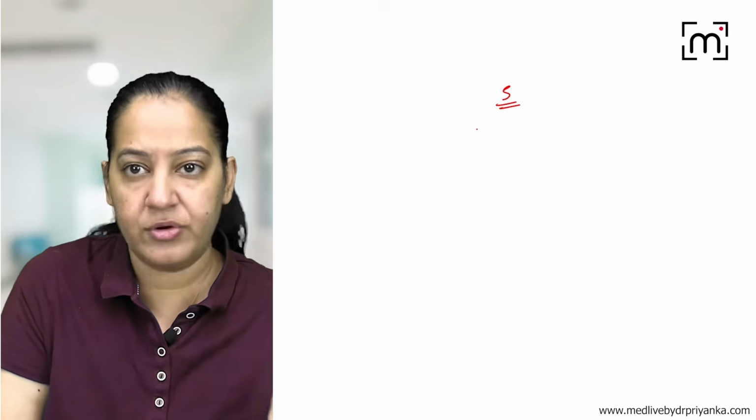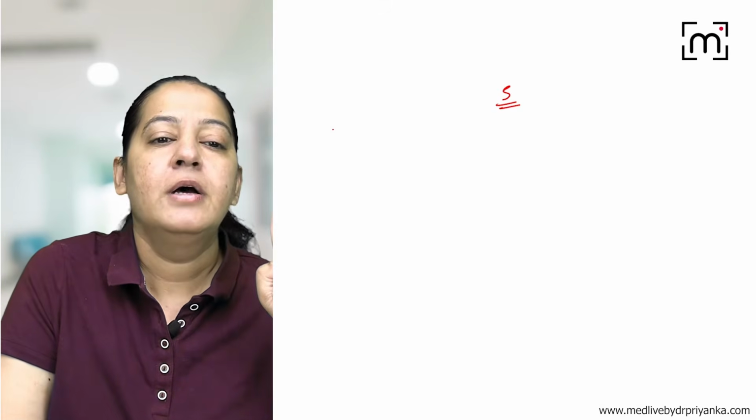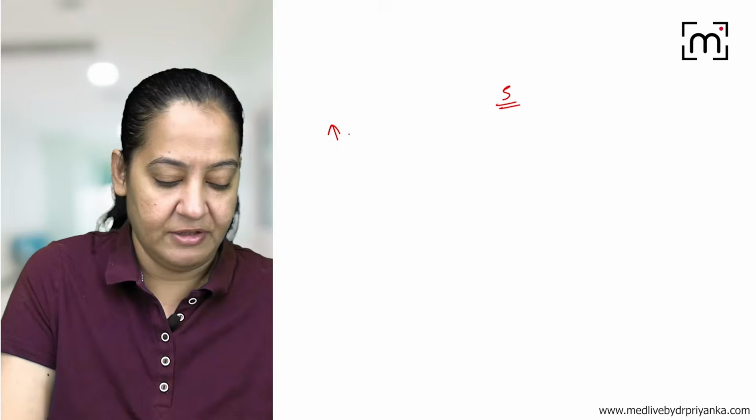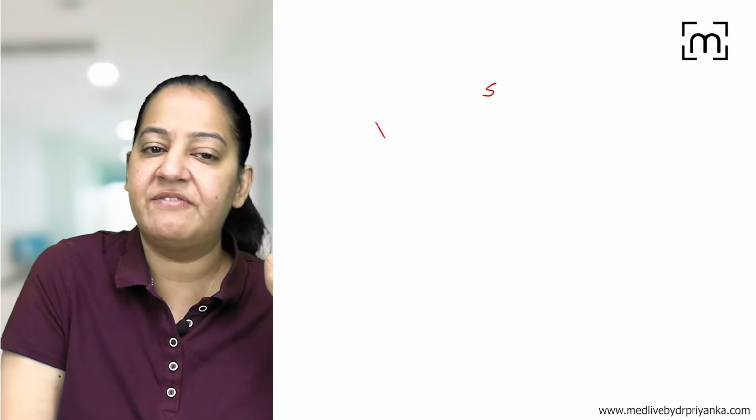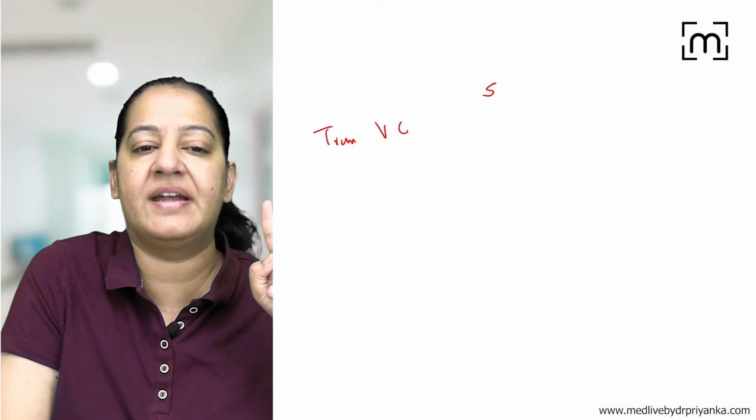Let me summarize till now. I taught you 4 steps till now. Out of the 5, the fourth I'm teaching you right now. So the first step is the vasoconstriction, which is transient in nature.